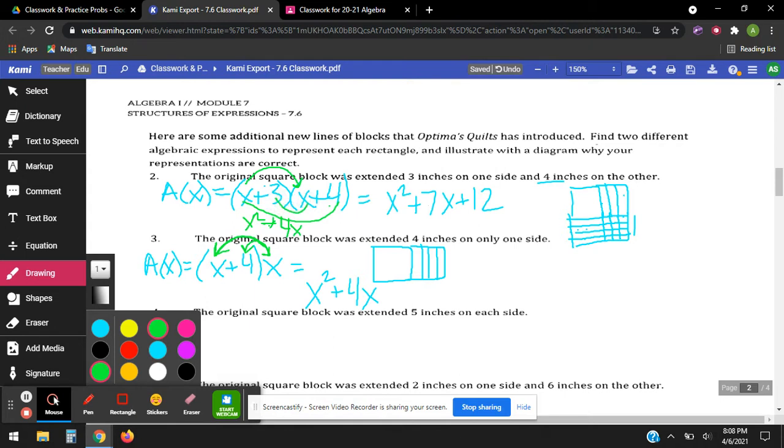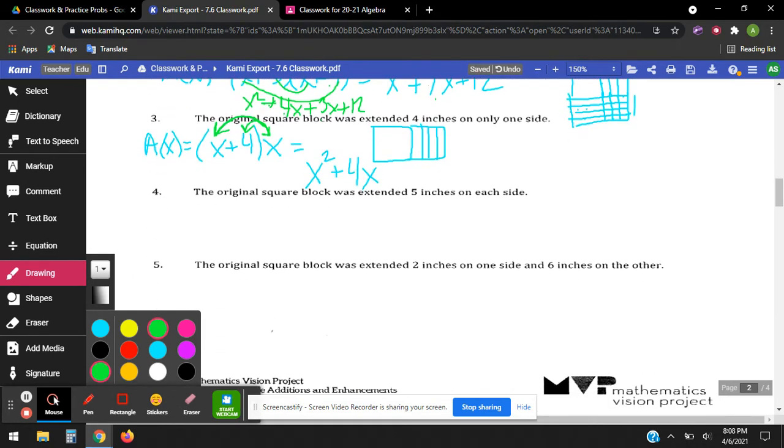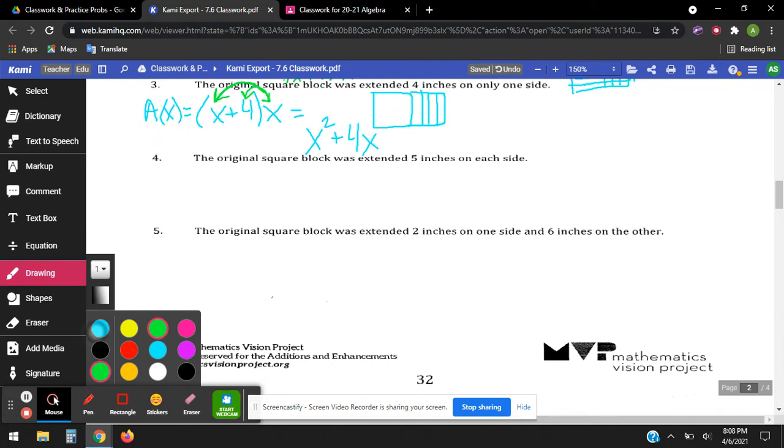And then I have to distribute my 3 to both. 3x plus 3 times 4 is 12. I add my two x's together to get 7. So the distributive property does work with this as well. Let's look at this next one.